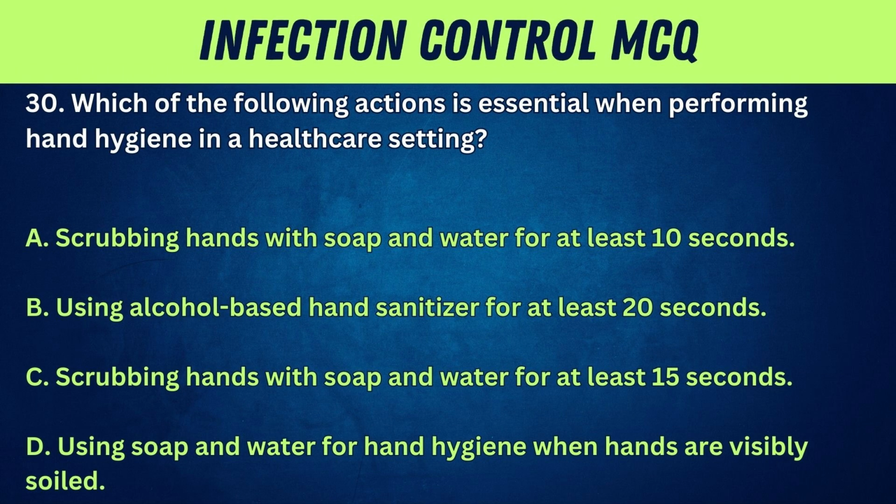30. Which of the following actions is essential when performing hand hygiene in a healthcare setting? A. Scrubbing hands with soap and water for at least 10 seconds. B.